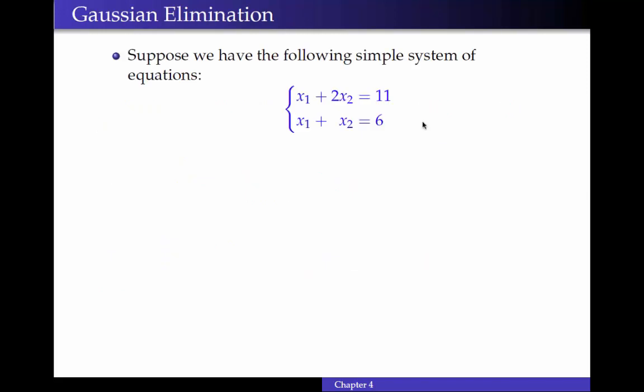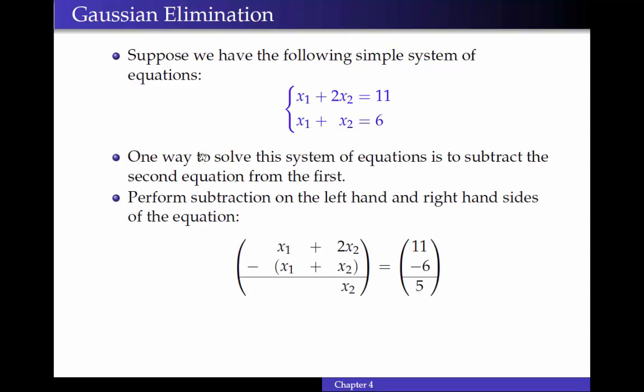So we're going to start with Gaussian elimination, and this is a fancy name that they gave to steps that you may have even taken in your algebra class in high school. So let's start with a simple system of equations, just two equations and two unknowns. One way to solve this system is to subtract the second equation from the first. So we're actually performing subtraction on the left hand and the right hand sides of the equation. So the first equation, and I'm subtracting the left hand side of the second equation. And then I take the right hand sides and take the first equation and subtract the second equation.